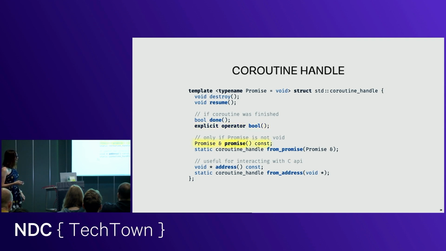And then you have access to the promise, and you can get the promise out of the coroutine handle, but only if the promise type is not void, because you cannot get a reference to void. And you can also build the coroutine handle if you have a reference to the promise type. And you can also get just a void star address and build the coroutine handle from the void star address, because sometimes you want to interact with a C API, like I do with Cockerel.